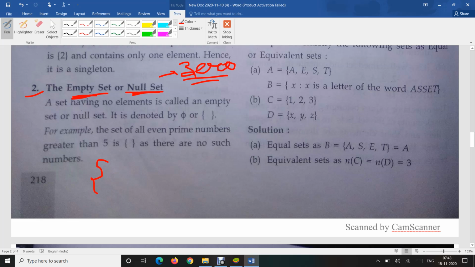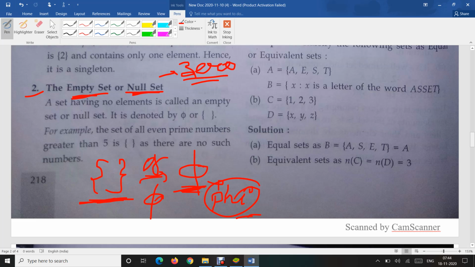We simply write it as this: we do not write any element within the curly brackets, or we can simply write it as this, which is called phi. So if we want to write the null or the empty set, we write curly brackets without any element, or we can write it as phi.